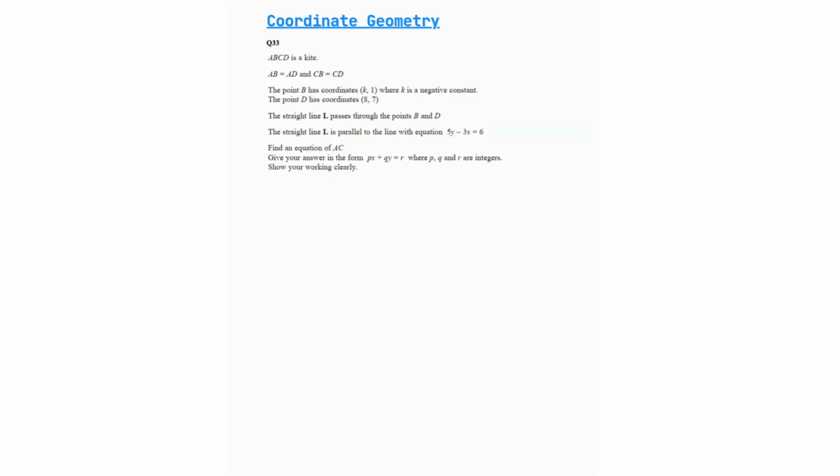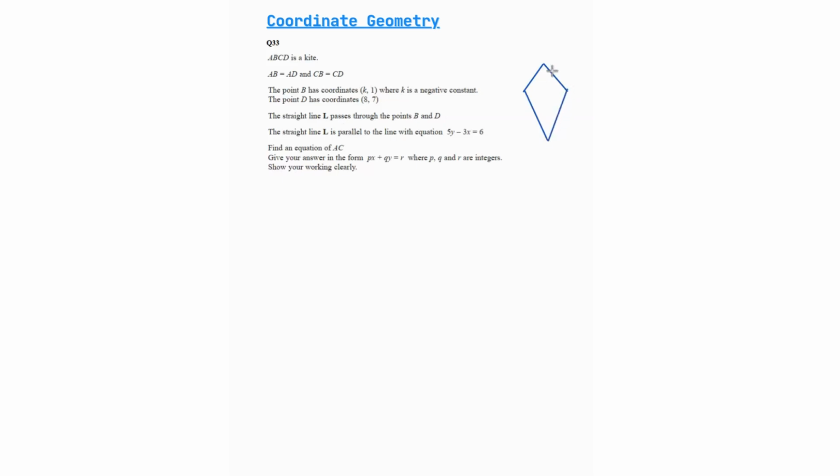Find an equation of AC, giving the answer in the form px plus qy equals r, where p, q, and r are integers. Show your working clearly. So this is a question for coordinate geometry, where we talk about the line of equations, gradient, parallel lines, perpendicular lines, and so on. So we have a kite. Let's draw a rough sketch over here. This is what kites look like.